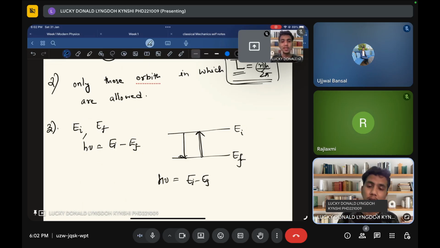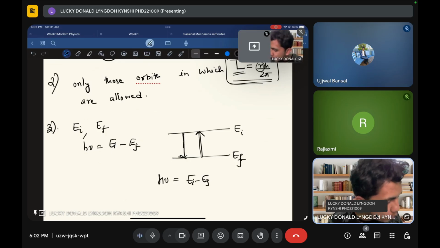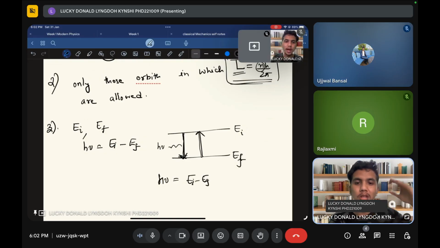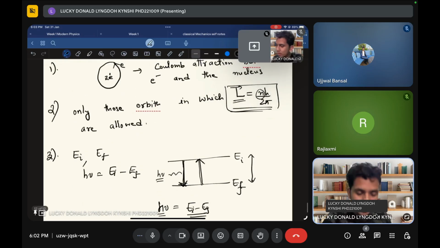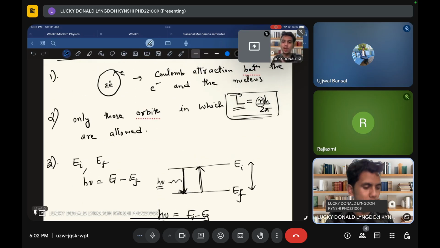Let's say from your incident radiation or the incident beam and so on. But now, when the electron comes back from the final state to the initial state, it releases h mu. Whenever an electron or an atom goes from your excited state to your final state, it releases a photon of energy h mu, and this h mu is in fact equal to the energy of Ei minus Ef. That is why it always has a quantized unit.